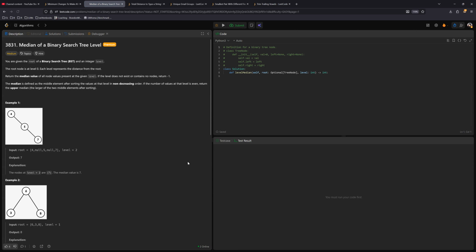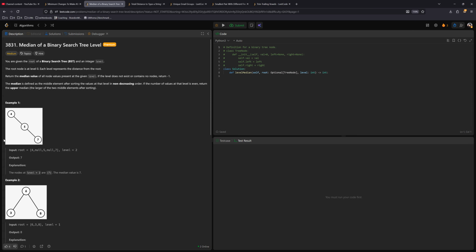Median of a binary search tree level. That's interesting. You're given the root of a binary search tree and an integer level. The root is at level 0. Each level represents the distance from the root. Return the median value of all node values present at the given level. If the level does not exist or contains no nodes, return -1. The median is defined as the middle element after sorting the values at that level in non-decreasing order.